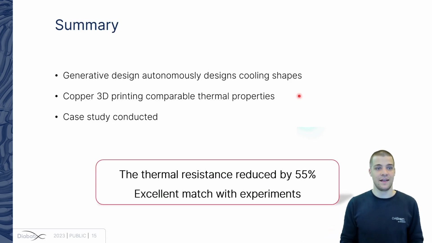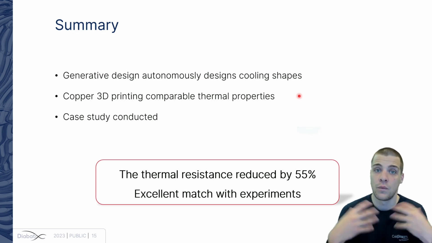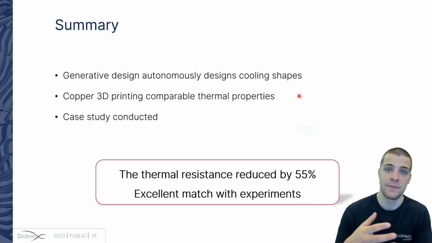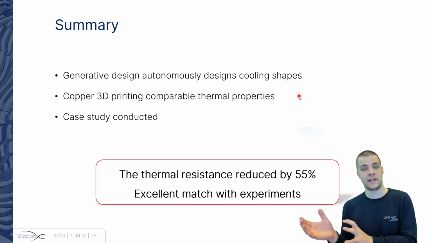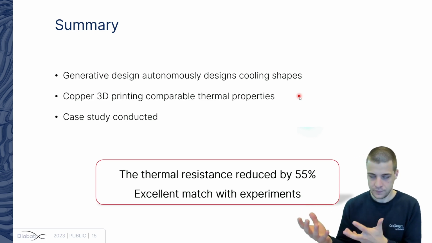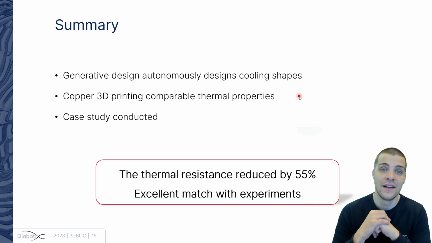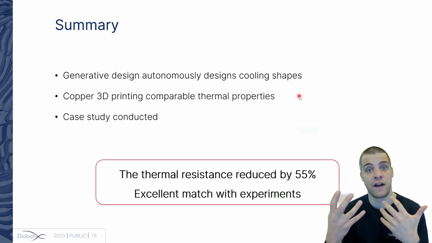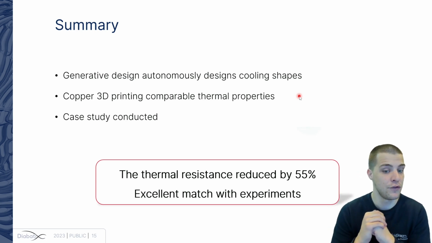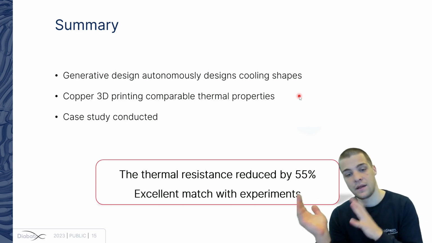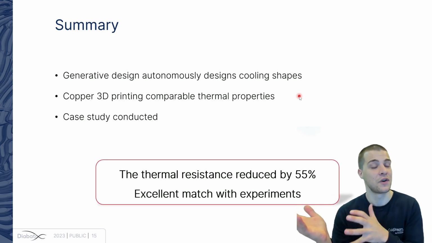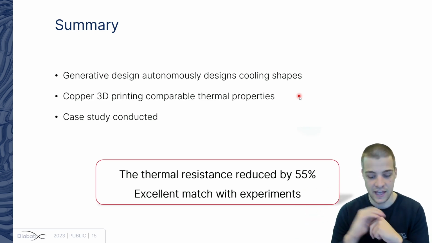All right. If we then summarize whatever we discussed here in the webinar, we first covered what generative design is and how it can be used to design for additive manufacturing. We then applied that to a case study of a CPU cooler. And then we saw that ColdStream can return a design which has a 55% thermal improvement, while keeping the pressure drop equal, and whatever ColdStream returns has an excellent match with the experimental results.